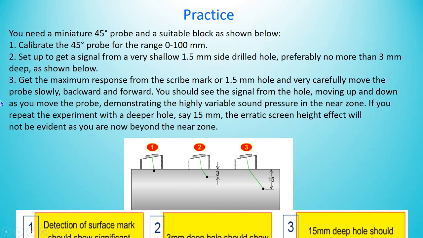Very carefully move the probe slowly backward and forward. You should see the signal from the hole moving up and down as you move the probe, demonstrating the highly variable sound pressure in the near zone. If you repeat the experiment with a deeper hole, say 15 mm, the erratic screen height effect will not be evident as you are now beyond the near zone.